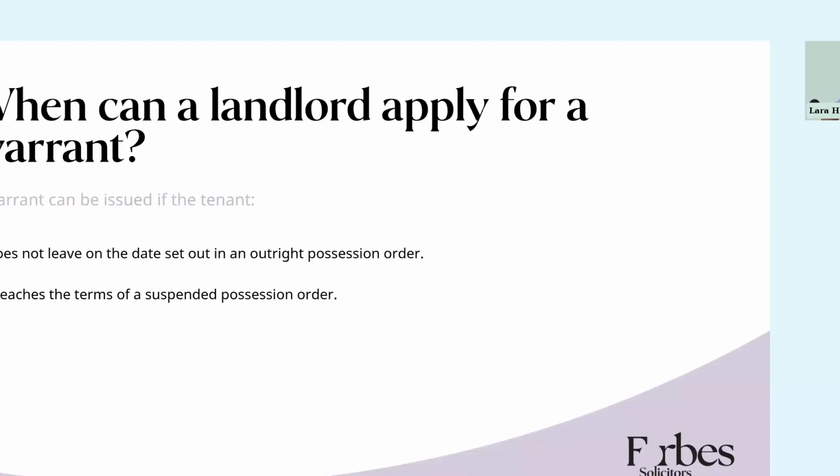When can a landlord apply for a warrant? The landlord can enforce a possession order by asking the court to issue the warrant of possession, and it can be issued if the tenant doesn't leave the property on a date set out in an outright order for possession, or if a tenant has breached the terms of a suspended possession order. A warrant cannot be issued before the possession date on the order though, so you do have to wait until expiry of that date before you can then request the warrant.